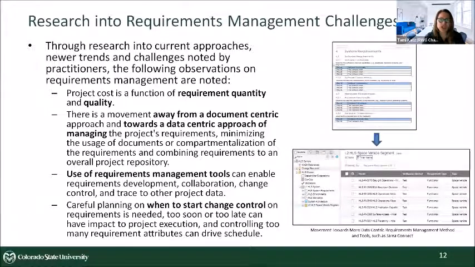There's also a general move, and this is not just requirements but overall, away from a document-centric approach and towards a data-centric approach. If any of you have seen the white paper, Integrated Data as a Foundation of Systems Engineering, you'll understand this theme. If you've not seen it, it's a requirements working group white paper written a couple of years ago, and you can get links on our pages. I highly recommend you read it.